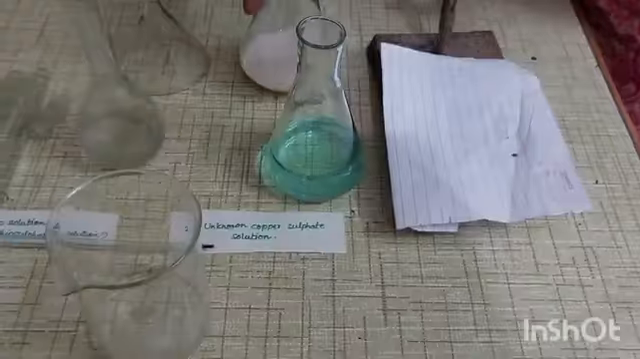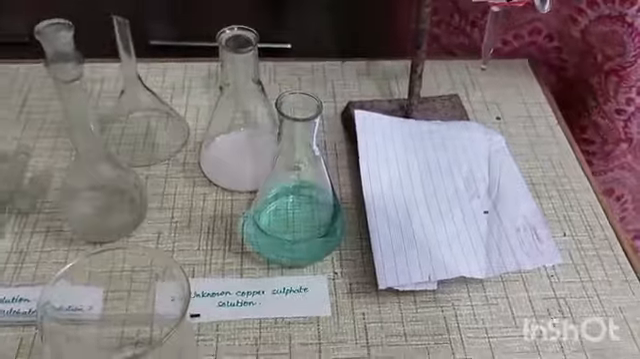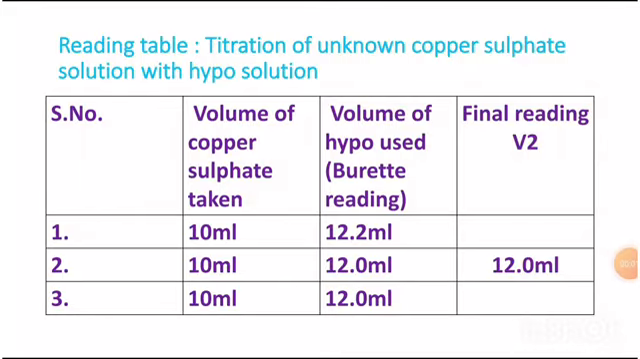And repeat the procedure 1 or 2 times more until you get the concordant reading. Reading table. Titration of unknown copper sulfate solution with hypo solution. Volume of copper sulfate taken, that is 10 ml for each reading. Volume of hypo used, that is the burette reading. We get first reading 12.2 ml, second reading is 12 ml and the third reading is also 12 ml, so that our final reading will be 12 ml, that is V2.